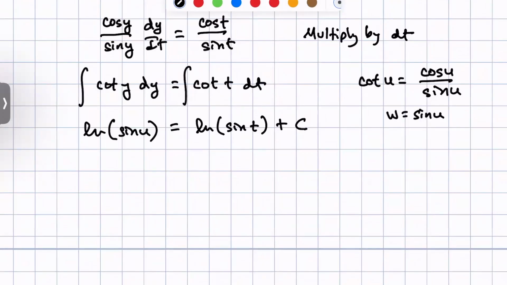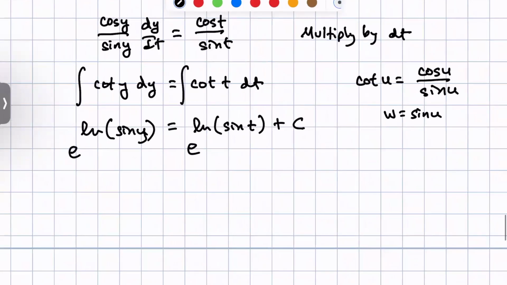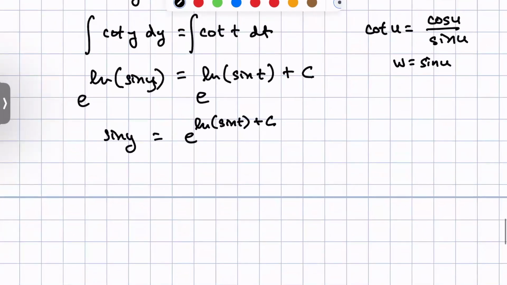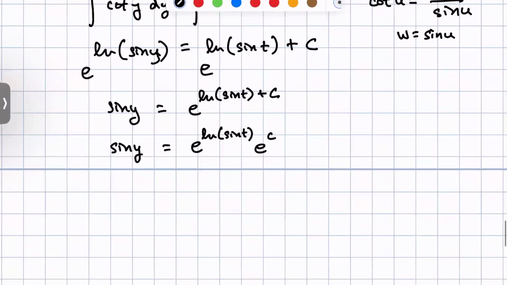So now let's take the e of both sides, because I want to solve for y. This is a y. I want to solve for y, so let's remove everything from the left little by little. Let's raise both sides to the e. So I have sine of y is equal to e to the log of sine of t plus c. Now let's clean this up a little bit on the right. I can write this as e to the ln of sine of t times e to the c. And this e to the c is just another constant.